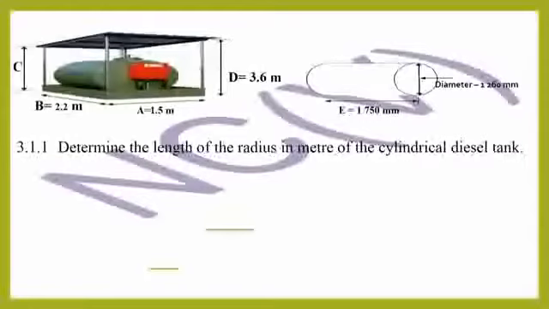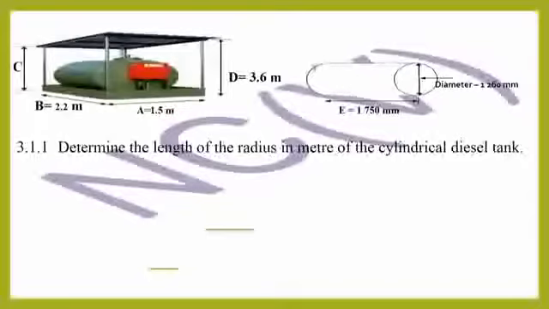The diagram that we are having here is the shelter with the base. We have the cylinder. The shelter consists of the front height, which is D equals 3.6 meters. The rear height or the back height, which is C, is unknown. We have the length, which is B equals 2.2 meters, and the breadth, which is A, equals 1.5.